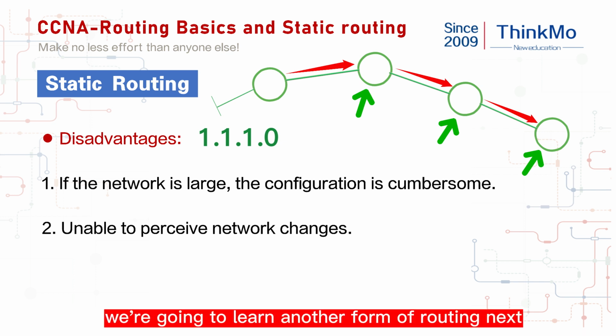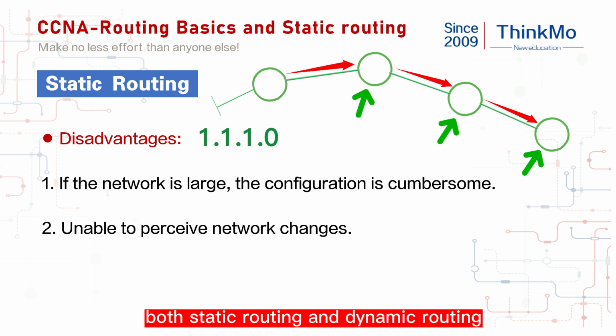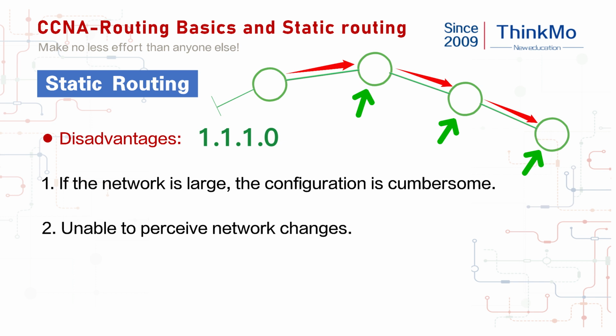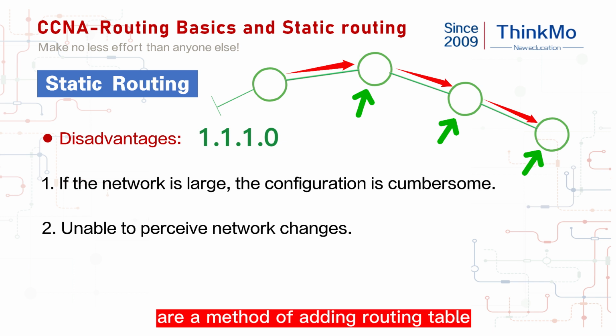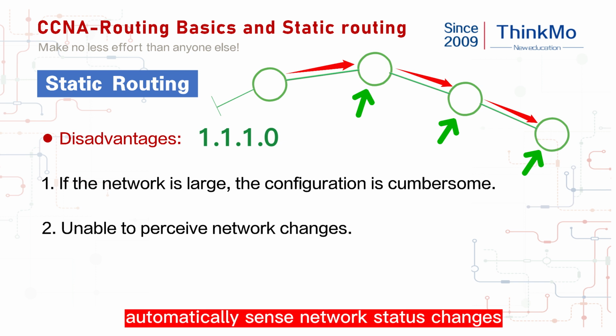We're going to learn another form of routing next: dynamic routing. Both static routing and dynamic routing are methods of adding to the routing table. They are used to calculate the routing table. There are direct and static routing tables, and there is also a dynamic one. In a larger network, we can use dynamic routing, which automatically senses network status changes and network topology changes. This is another form of routing table construction.